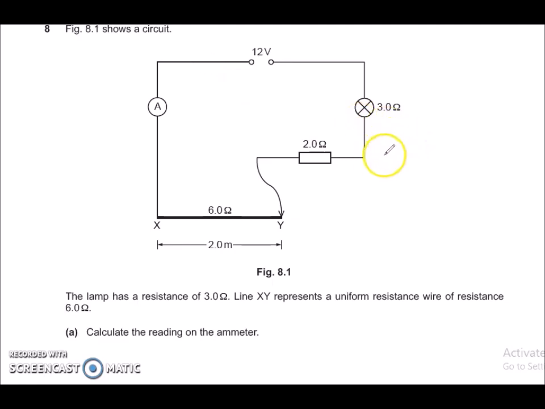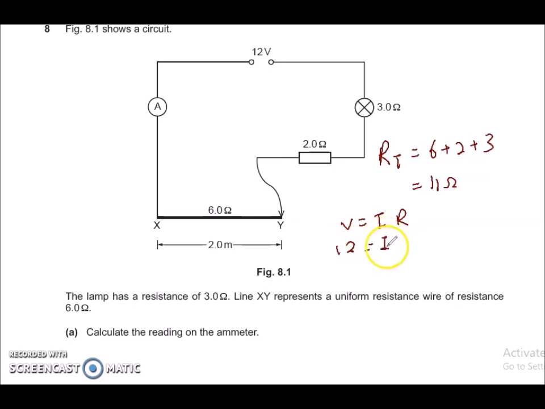So we calculate the total resistance first. It's all in series, right? So 6 plus 2 plus 3, you'll be getting 11 ohm. And then here will be V equals IR. We are using the same equation over here. So the V will be 12.